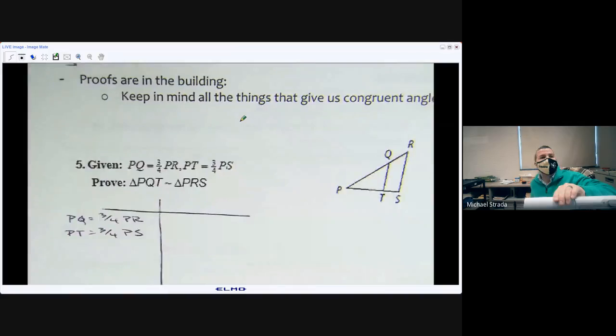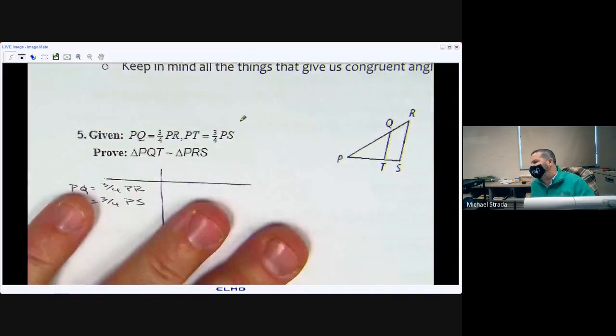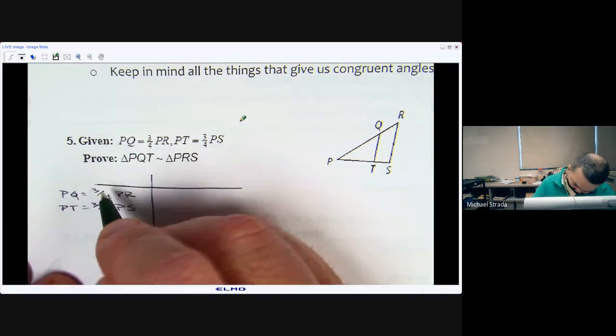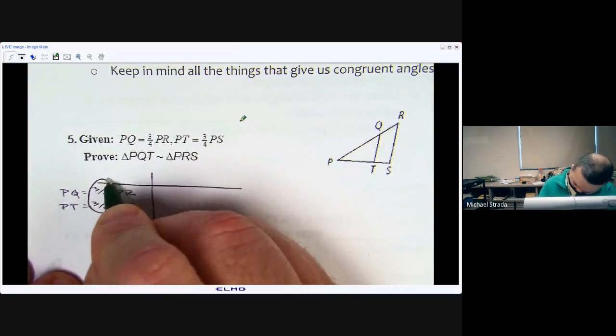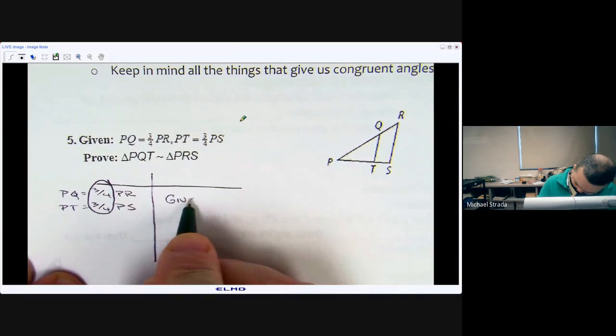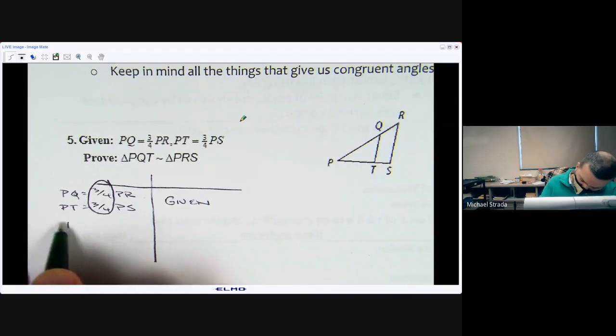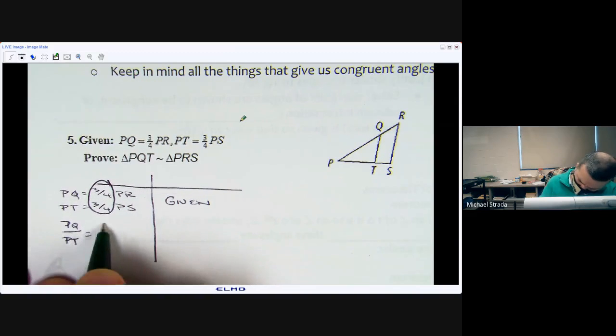There's one of 2 ways to prove sides are proportional. One is actually plugging in the numbers. Two is when they give you the relationship. They've given us the relationship, and that relationship is the same. So basically, we turn around and say PQ over PT equals PR over PS.